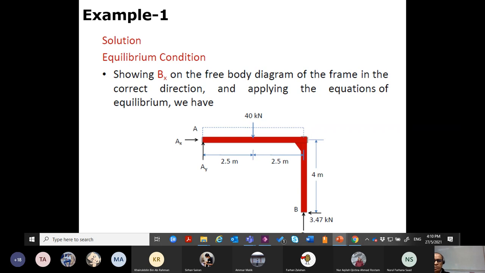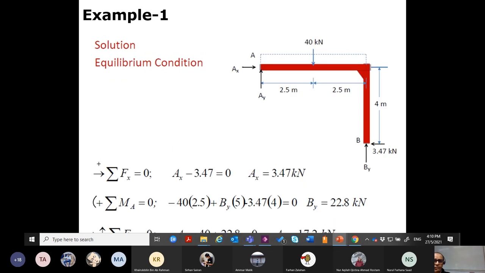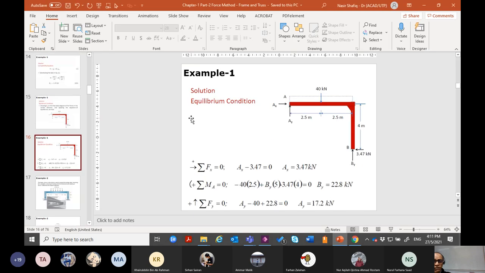Because BX is now known, we have calculated using summation of FX equal to zero. So we have calculated AX, horizontal, which is 3.47, opposite in direction. 40 is the total load, 8 times 5, which is applied here. So summation of MA is equal to zero, and we can calculate BY into 5. After finding the BX value, we have found BY, and then summation of FY is equal to 0. So we have calculated AY as 17.2 kilonewton.